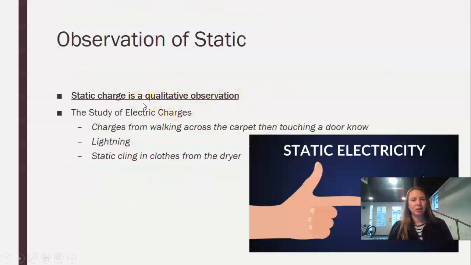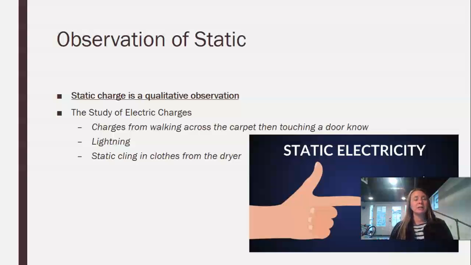So a static charge is a qualitative observation, meaning that we can actually look at an object and sometimes see that spark. When doing laundry a lot of times, taking laundry out and trying to fold it, sometimes you can see those little sparks coming through. There are other times you could see this, like at an outlet. Sometimes if you plug something in, you can see that blue spark come through just a little bit. These are qualitative. We can observe them.